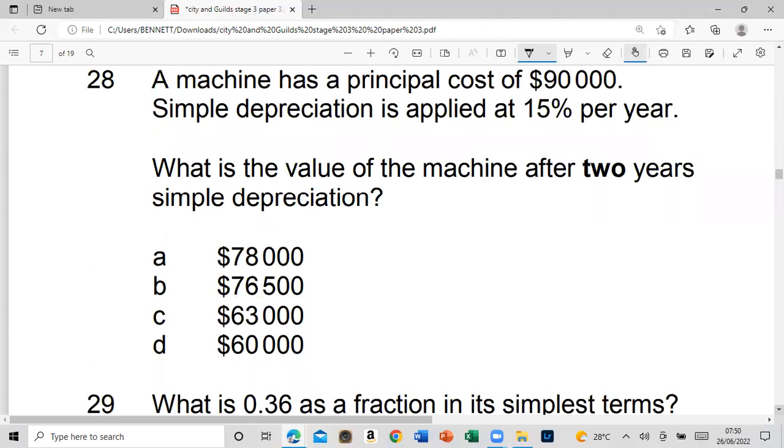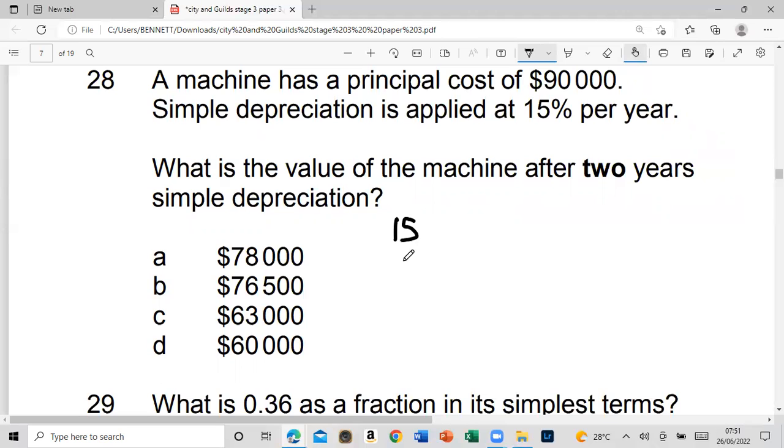All right, so depreciation. A machine has a principal cost of 90,000. Simple depreciation is applied at 15% per year. What is the value of the machine after 2 years? Notice they are being specific and say simple depreciation. So simple depreciation means it's the same rate for the 2 years. Same amount depreciates. Unlike CSEC, where we do the reducing balance method. So let's do that now.